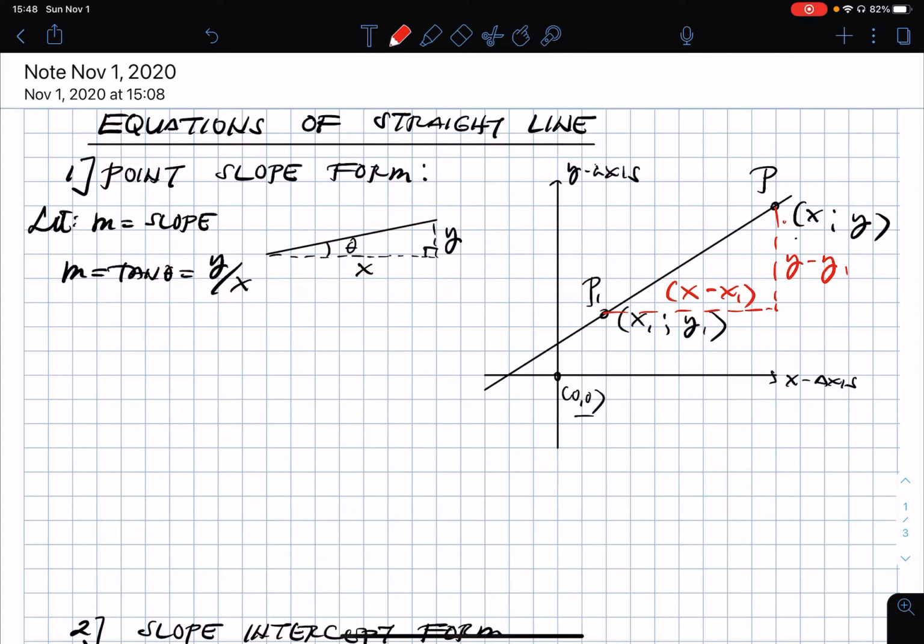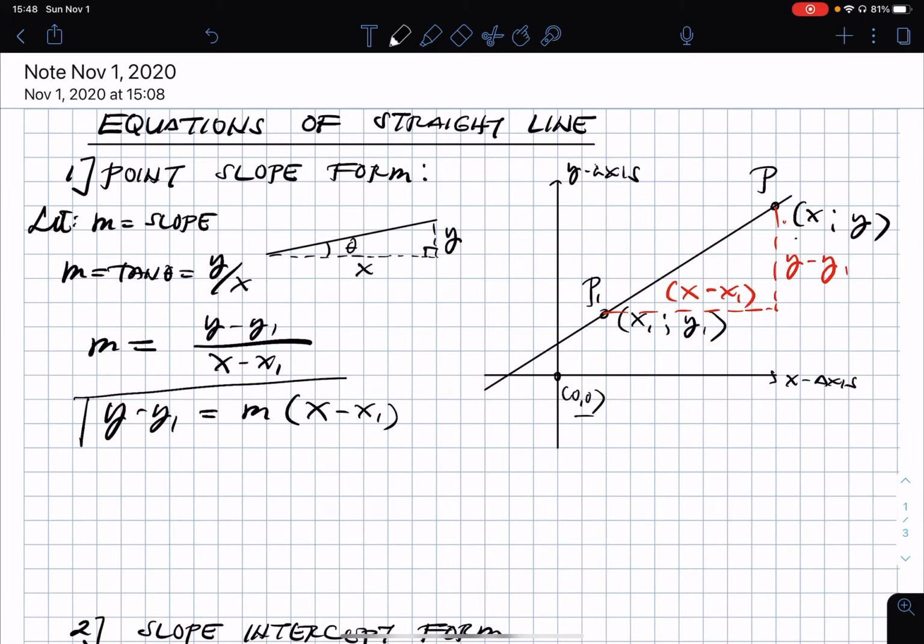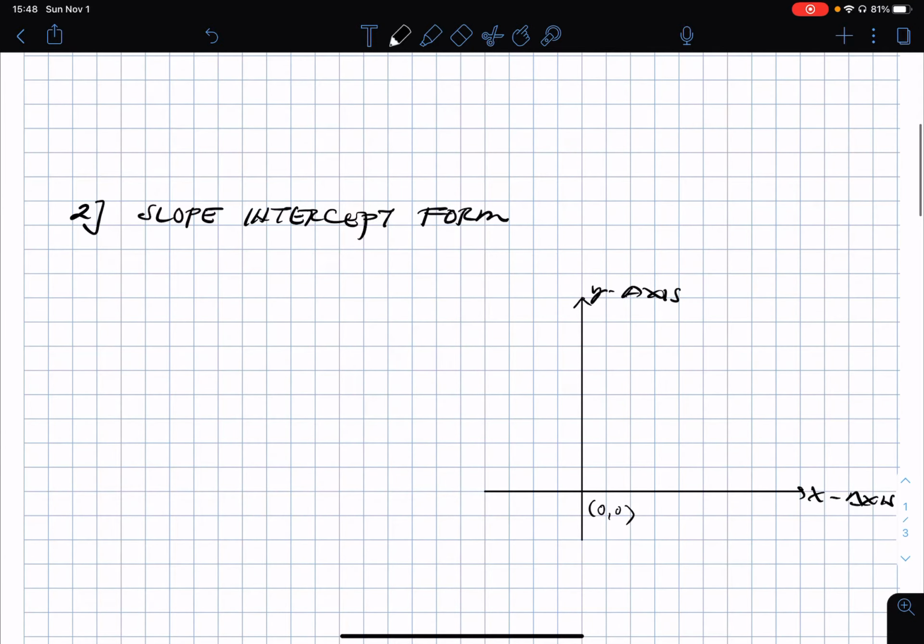That is by definition. So the slope can now be written as y minus y1 divided by x minus x1, or y minus y1 is equal to m times x minus x1, by cross multiplying. That is your first equation of the line. We call it the point slope form.